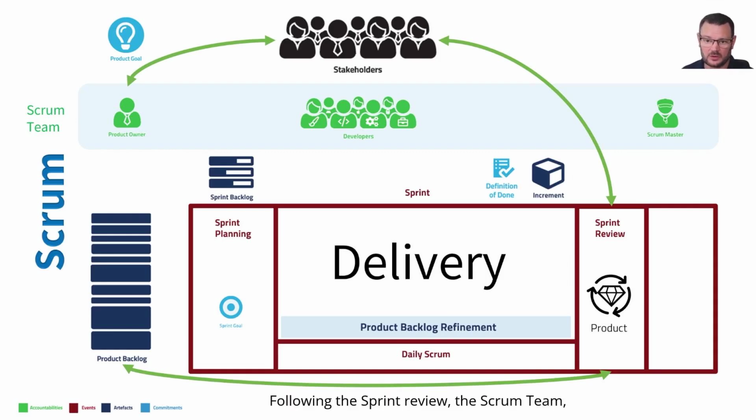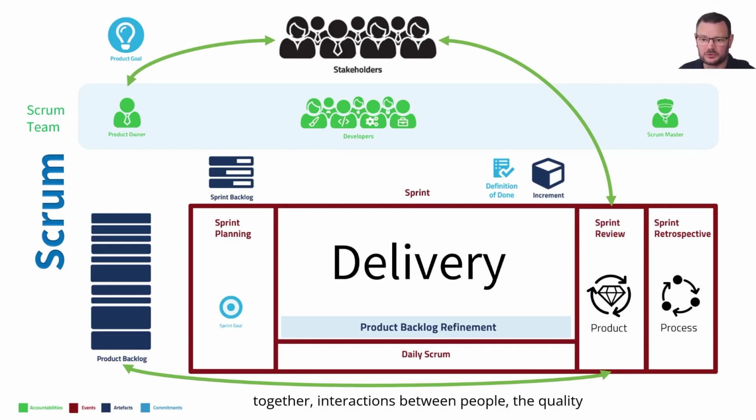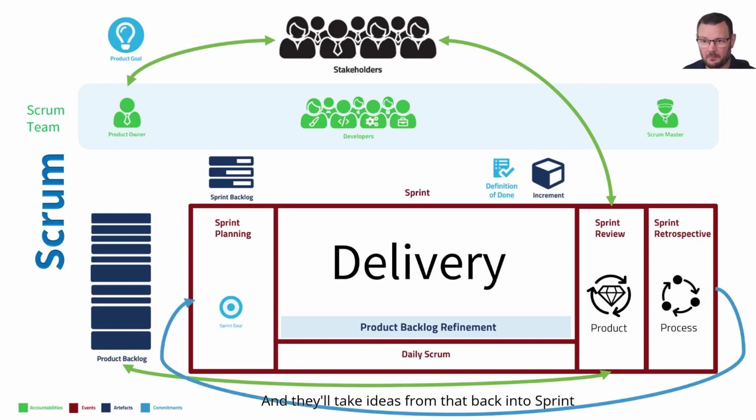Following the sprint review, the Scrum team, product owner, developers, and Scrum Master get together to explore how well they work together over that sprint and inspect and adapt the process. Everything could be inspected. How they work together, interactions between people, the quality of the definition of done, tooling they were using. What can they do to be more effective in delivering a better increment in the next sprint? And they'll take ideas from that back into sprint planning for the next sprint. As soon as a sprint ends, another sprint starts. And that is the Scrum Framework.